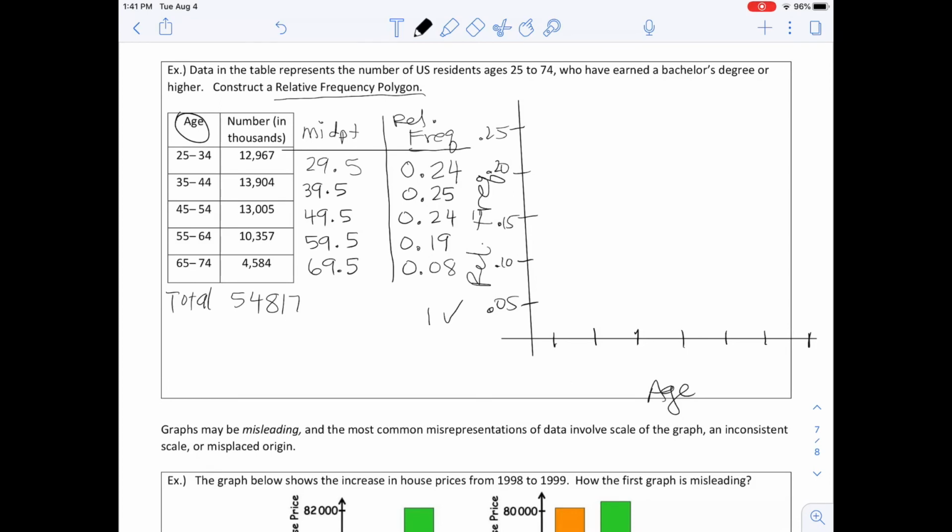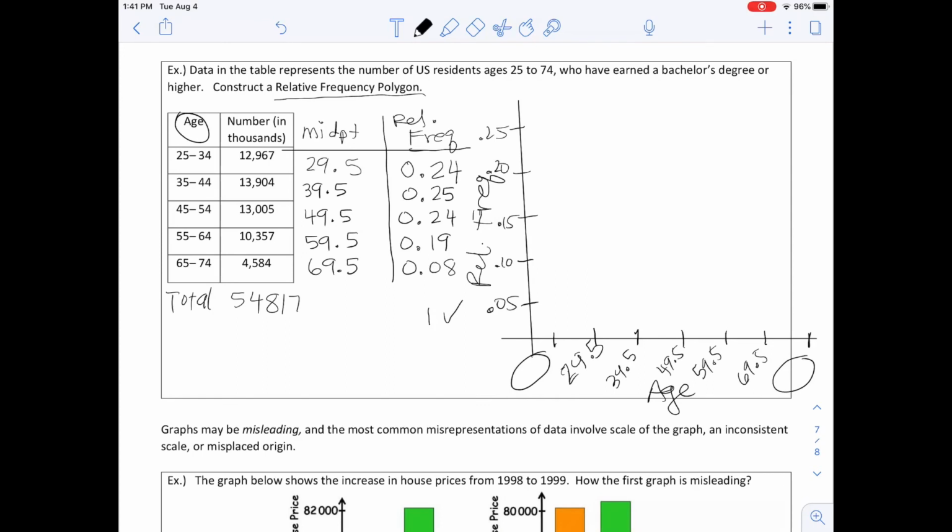I'm going to go ahead and put the midpoints that we have down. So we have 29.5, 39.5, 49.5, 59.5, and 69.5. Again, those starting values and ending values, we'll put those numbers in later.